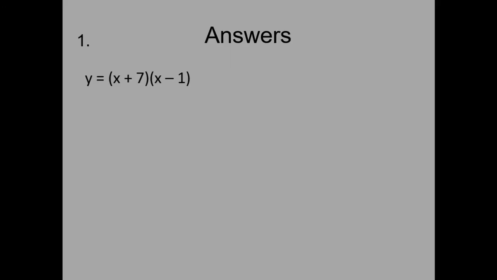Here's number 1. So it's already factorized. I already know my roots. I know that y will be equal to 0 when x is either equal to -7 or +1. But I'm going to expand this out so I can also find my y-intercept. Expanding that out, I can see that when x is equal to 0, y will be equal to -7.